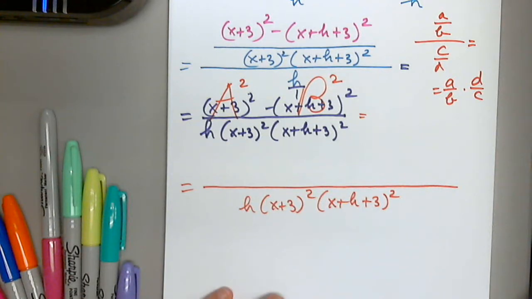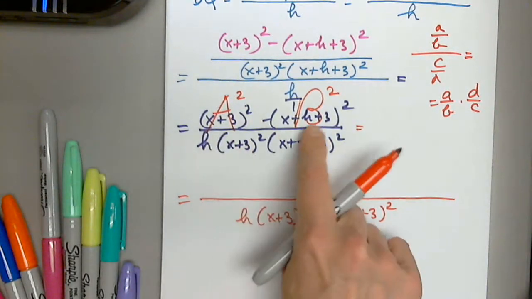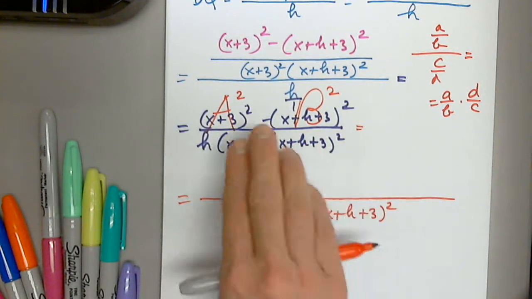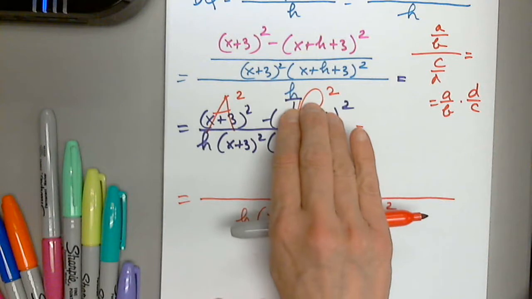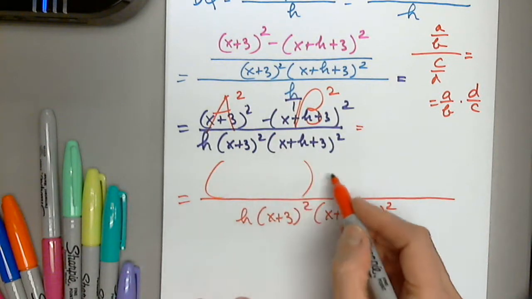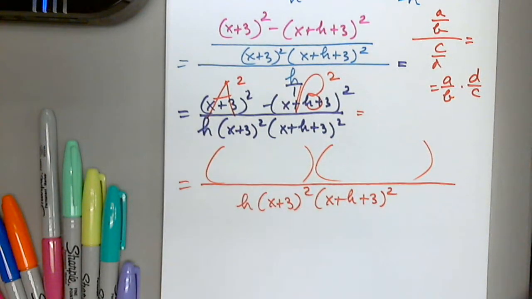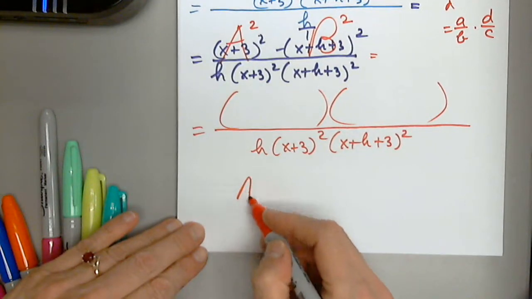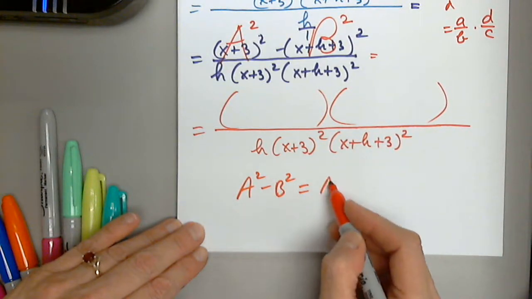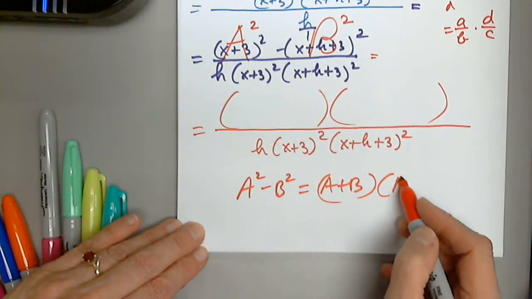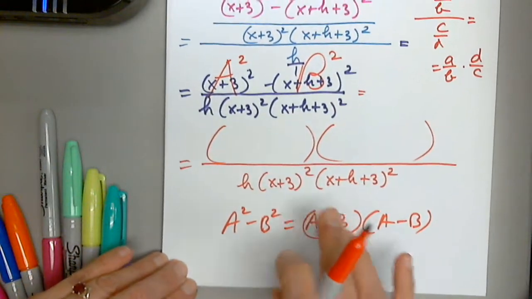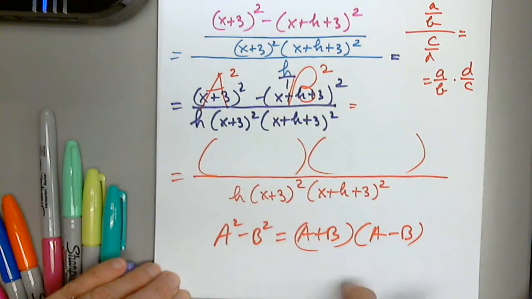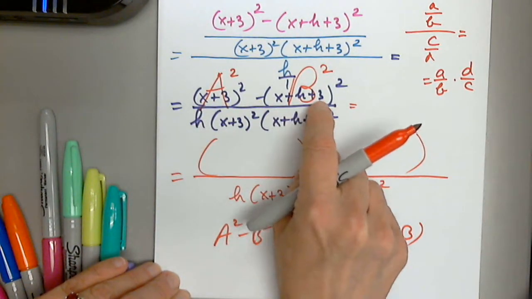Better? And then the next step. The next step is I identify the fact that this is a perfect square and this is a perfect square, and I want to use the difference of squares, which is a minus b times a plus b. So the difference of squares, which is a squared minus b squared, equals a plus b times a minus b, where a is x plus 3 and b is x plus h plus 3.